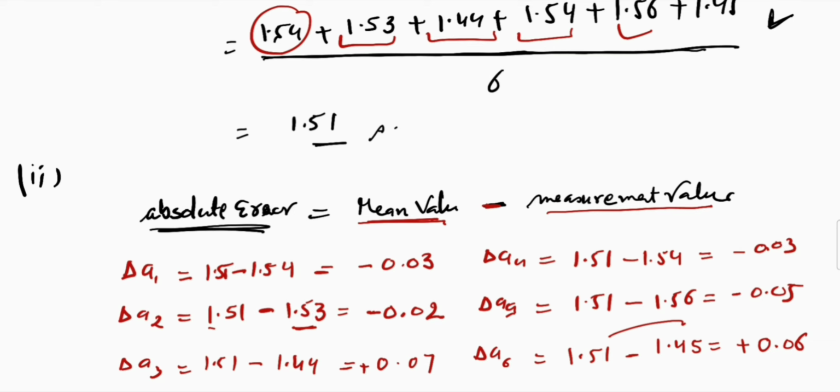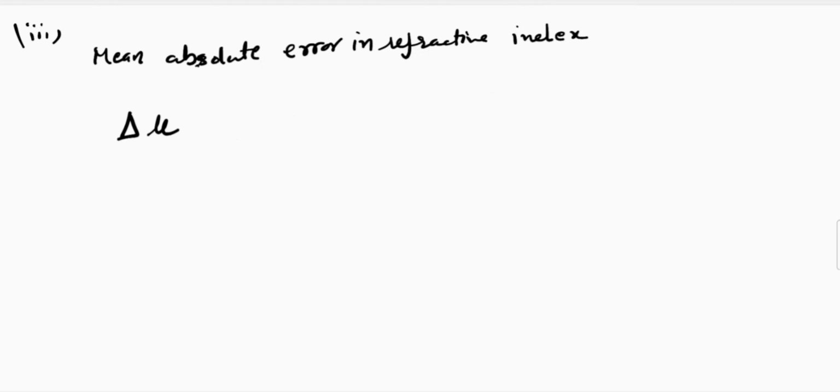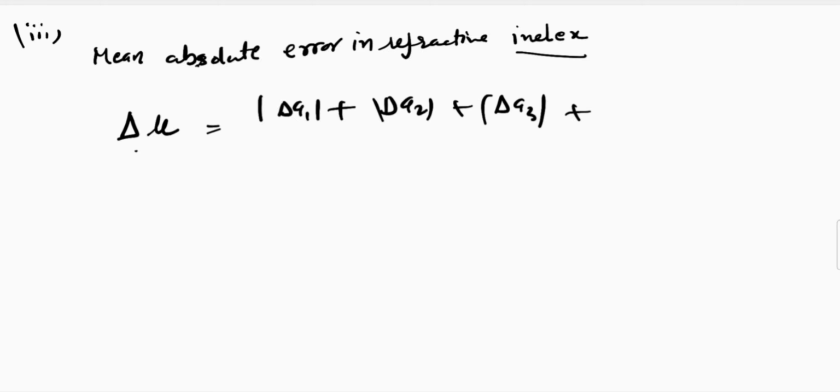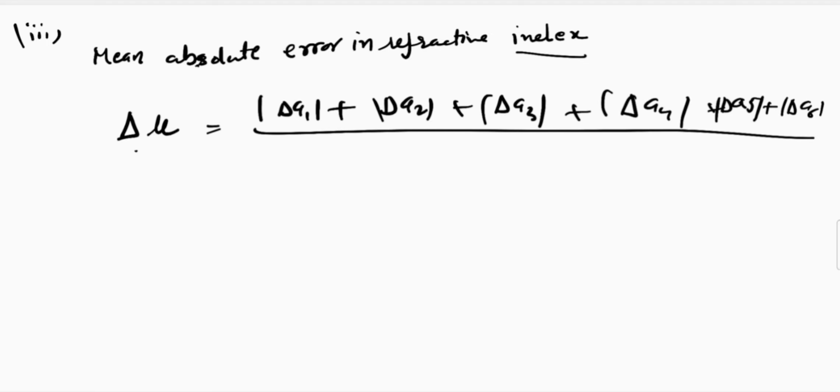So next is the mean absolute error. The mean absolute error in refractive index is equal to mod delta A1 plus mod delta A2 plus mod delta A3 plus mod delta A4 plus mod delta A5 plus mod delta A6, divided by 6.